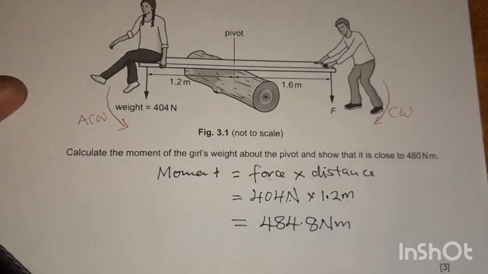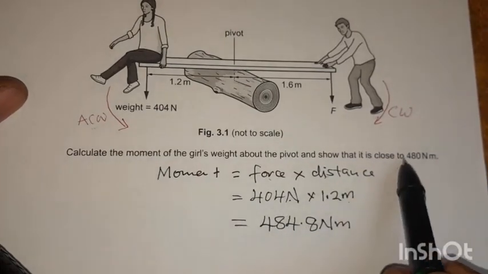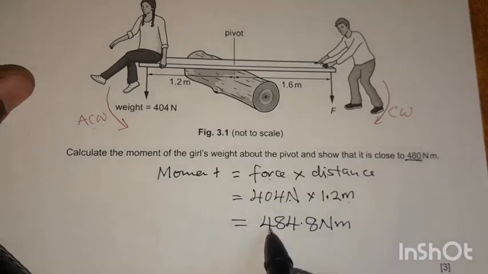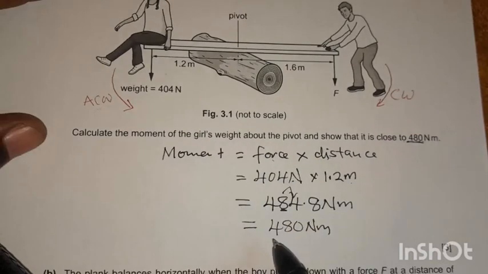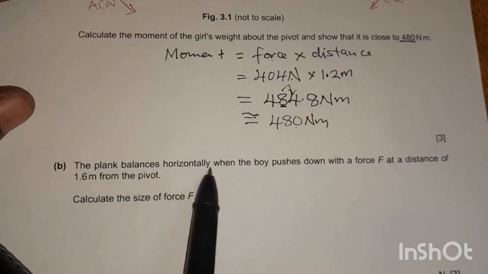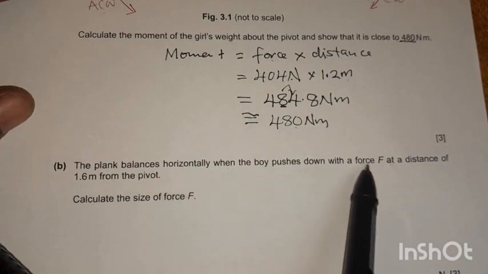But remember, they want you to show that this value is close to 480 newton meter. So what you're going to do is write this number to two significant figures. So this is going to be 1, 2. The target value is this, you check the neighbor is less than 5. So you have 480 newton meter. Because this is an approximation, we write this sign to show that you are approximating.